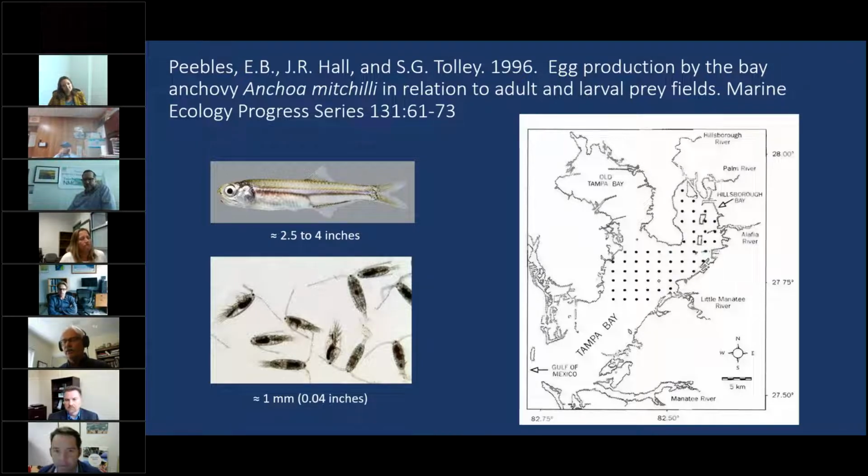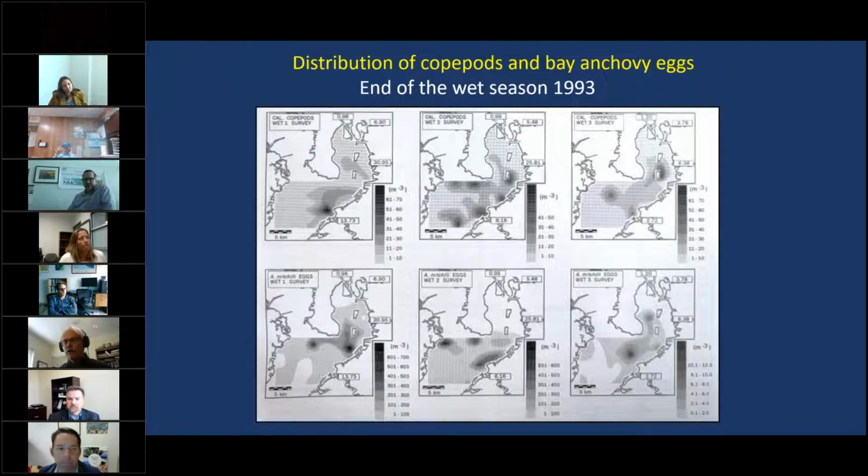The photo below that are copepods, which are small microscopic crustaceans that are important prey items for the anchovies that feed on them. Next slide, please. This graphic shows the distribution of copepods and eggs of the bay anchovy on 3 sampling trips at the end of the wet season in 1993. The copepods are on the top, while the bay anchovy eggs are on the bottom, with the darker shading indicating higher numbers. In the wet season, the highest numbers for both the copepods and anchovy eggs are in or toward Middle Tampa Bay. Next slide, please.